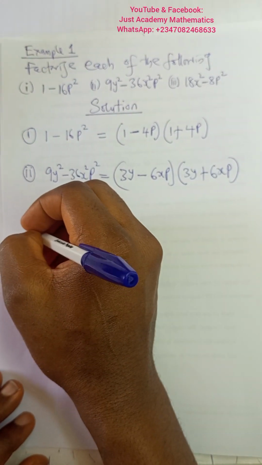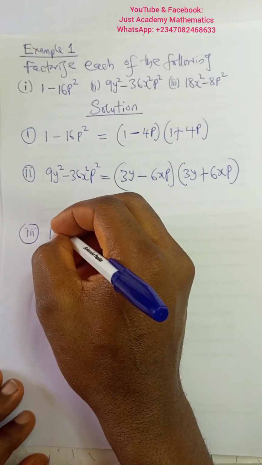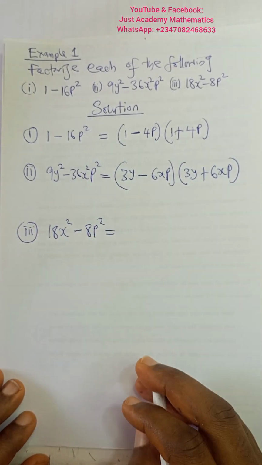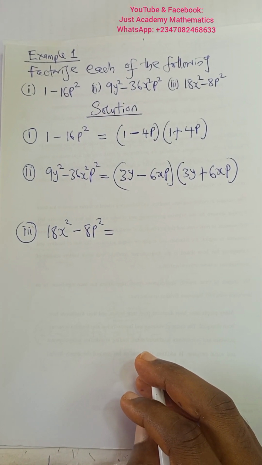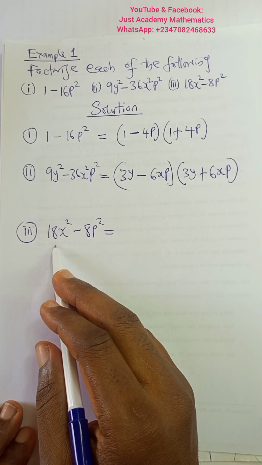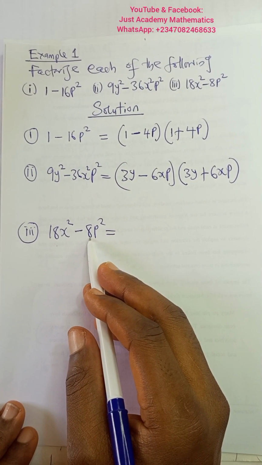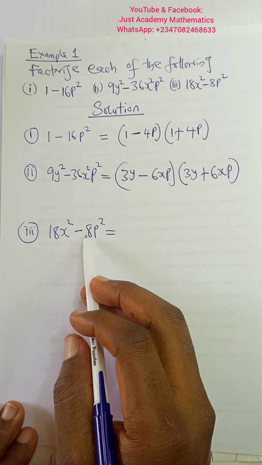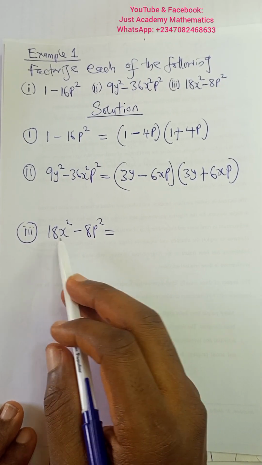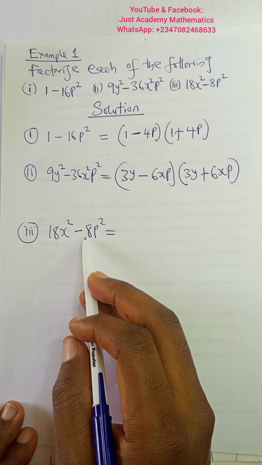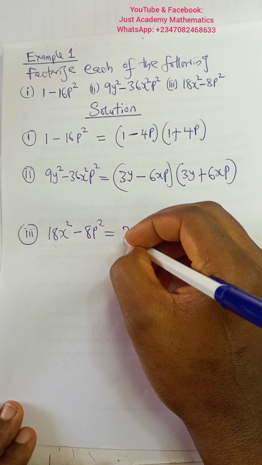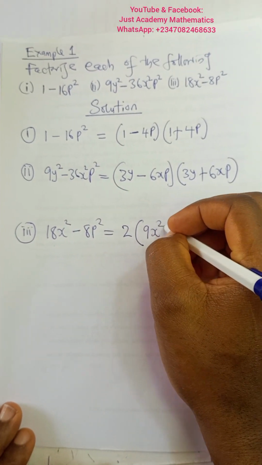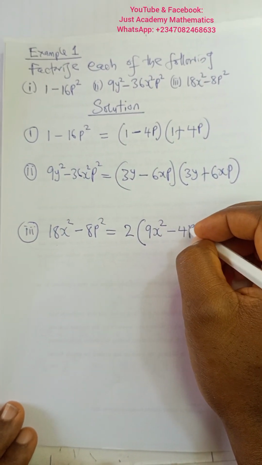Let's see the I, which says 18x squared minus 8p squared. Now I like this one for a reason. If you look at this one carefully, notice that 18 is not a perfect square. Neither is 8 a perfect square. So what do you do in this case? In this case, you factor what is common. What is common between 8 and 18 is 2. If 2 is outside, what will remain? It will remain 9x squared minus 4p squared.